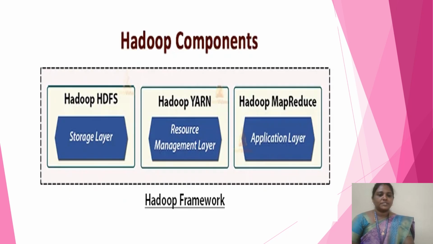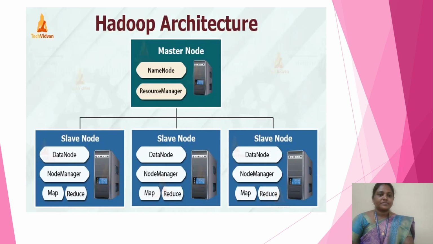So the Hadoop components are Hadoop HDFS, meaning Hadoop Distributed File System, YARN, Yet Another Resource Negotiator, then Hadoop MapReduce. HDFS is the storage layer, YARN is the resource management layer, and MapReduce is used in the application layer. So this is the architecture of Hadoop, the master node and the slave node. Each slave node consists of MapReduce, node managers and data nodes. The master node holds the metadata, so all the information is stored in it, and it acts as the resource manager.